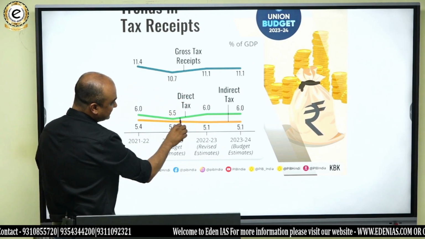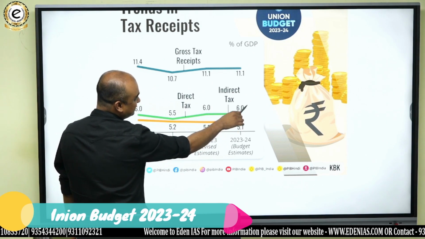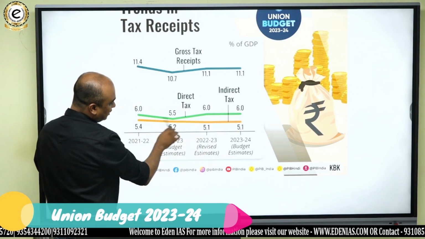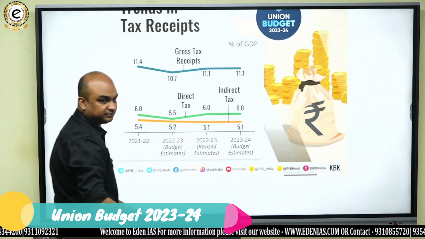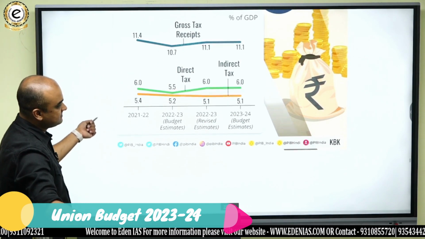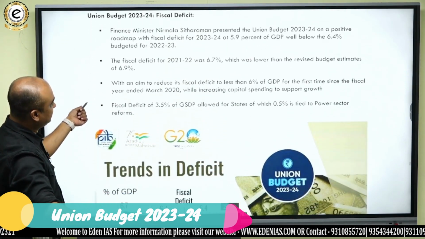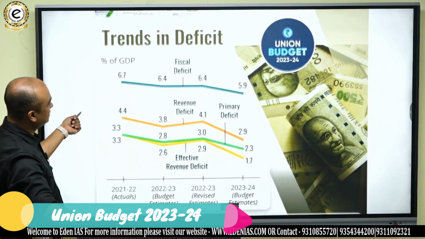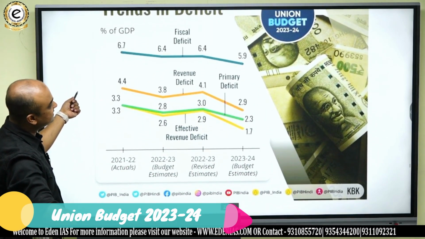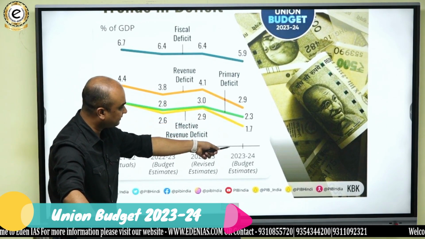देन डायरेक्ट टैक्स, you see that this green line indicates it's almost 6% now, whereas the orange line, it indicates indirect tax, it is 5.1% of GDP. Fiscal deficit, ये भी आप यही देख लो chart, that would be enough. The proposed deficit is 5.9% and this is the revenue deficit, primary deficit, सबका डेटा दिया हुआ है.